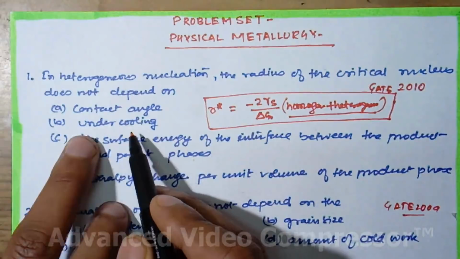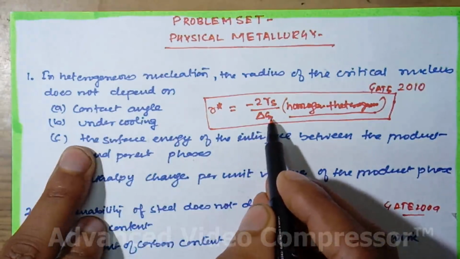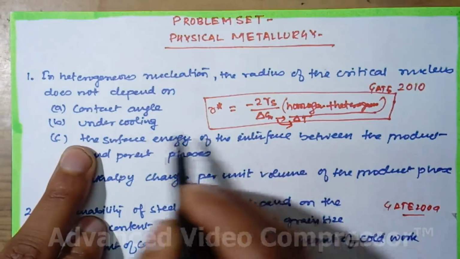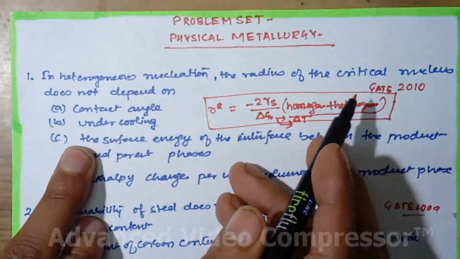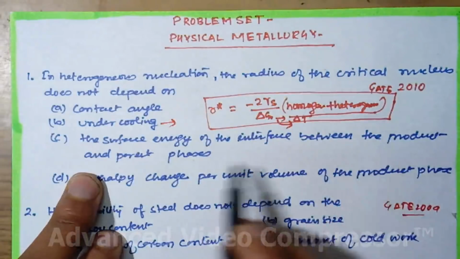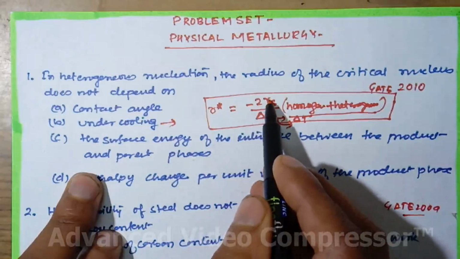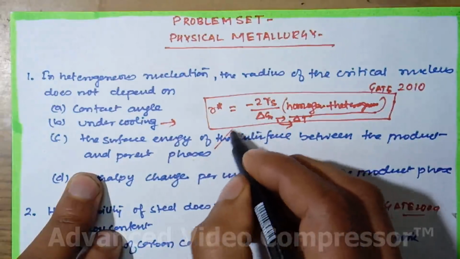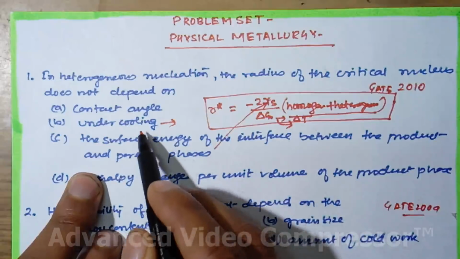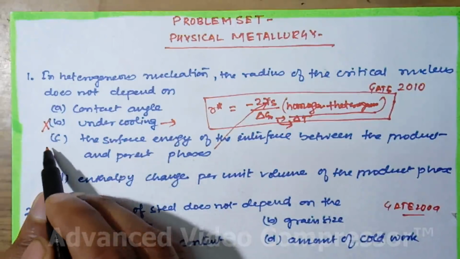And if you see the second option, undercooling, since delta GV is related with delta T, that is undercooling, so the radius of the nucleus will depend on undercooling. The surface energy of the interface between the product and the parent phases: in the term we can see gamma s. So gamma s is related with surface energy, so it will also depend on the surface energy.